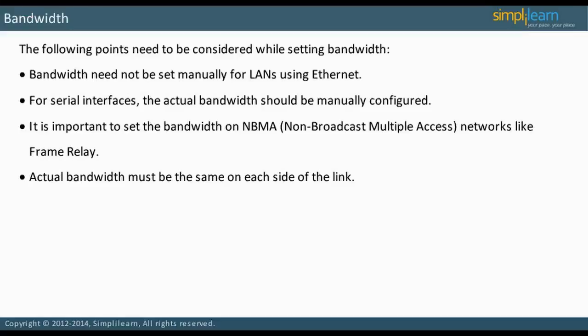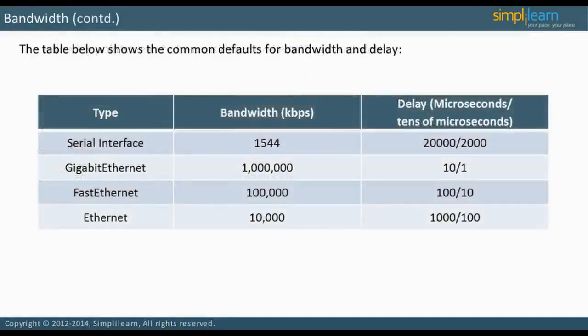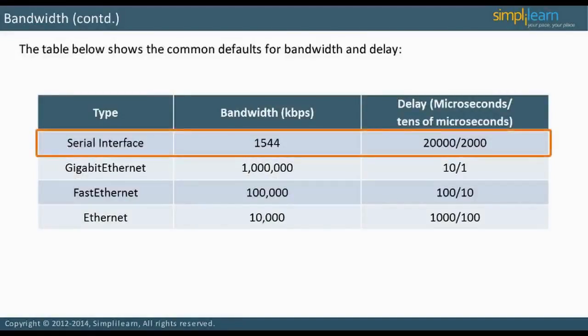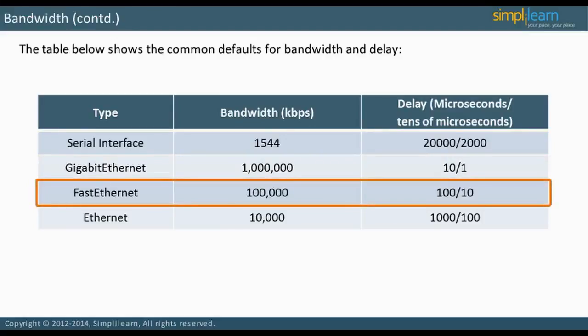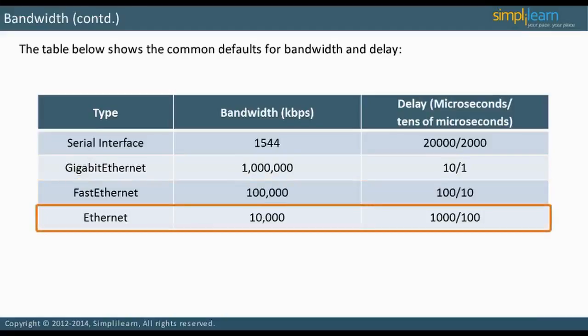Let us now look at the common defaults for bandwidth and delay on Cisco interfaces. You will read the delay in tens of microseconds. A serial interface has a default bandwidth of 1544 with a delay of 2000. For Gigabit Ethernet, bandwidth is 1 million and the delay is 1. For Fast Ethernet, bandwidth is 100,000 and the delay is 10. For Ethernet, bandwidth is 10,000 and the delay is 100.